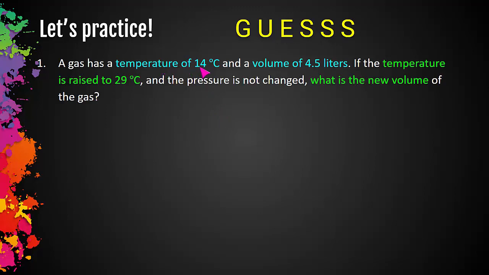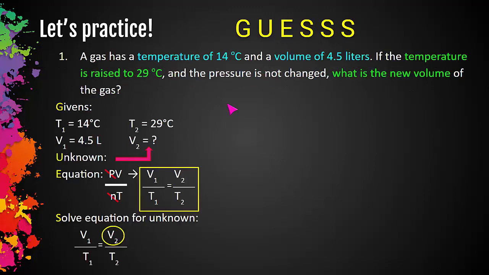Well, temperature is changing from 14 to 29, so that's a change. And there's an initial volume of 4.5 and a final volume because it says what is the new volume. So temperature and volume are changing. It says pressure is not changed, so that's not involved. And it doesn't say anything about number of moles, so that's not involved. So all you really need to write down in your notes is what's in this yellow square here. The equation that we would use between volume and temperature is V1 over T1 equals V2 over T2.